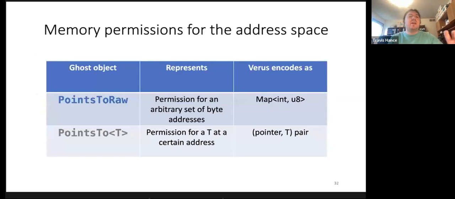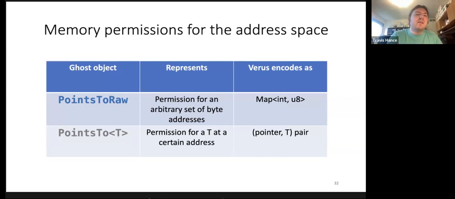And so now we have two ghost objects. There's points to raw, which is permission for an arbitrary set of byte addresses, and this is just represented by a map, which maps byte addresses to bytes. And then the points to, which I showed you earlier, is modeled by a pointer and a T pair. So there's a pointer and a value.